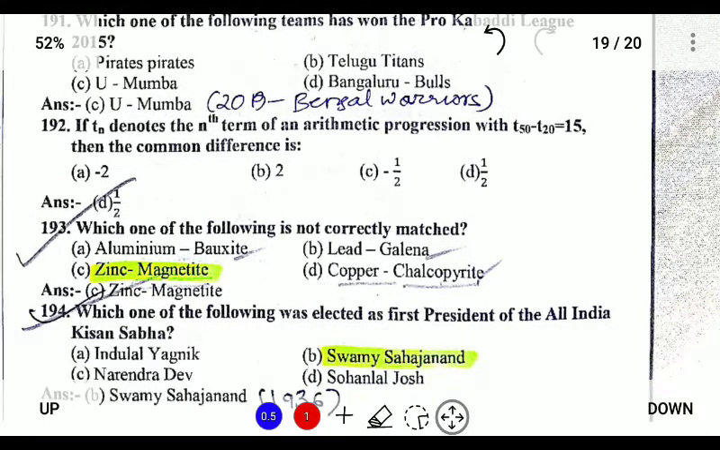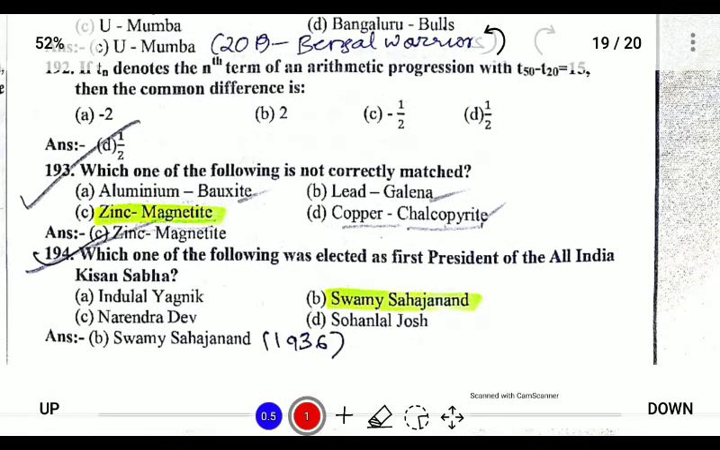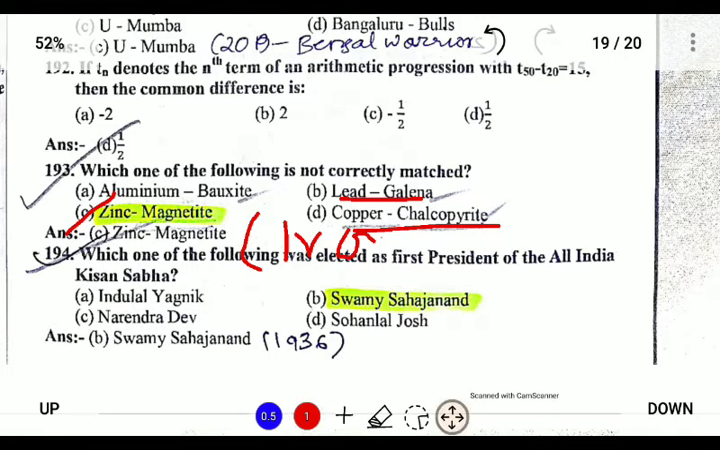Next, which of the following is not correctly matched? So magnetite is not correctly matched because zinc is not an ore of magnetite. The element that is produced from magnetite is iron, and lead is galena, copper is chalcopyrite, and aluminum is bauxite.